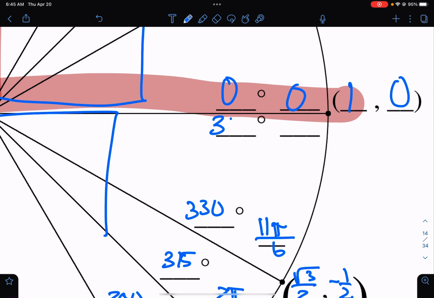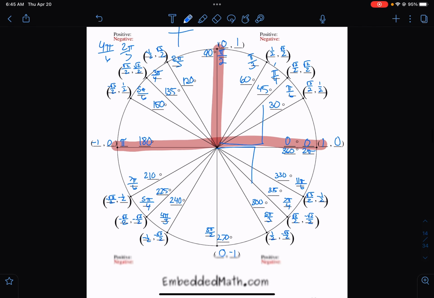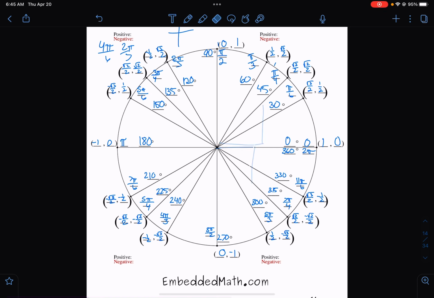And then we get to 360 or 2 pi. So this is your filled in unit circle. Again, we're going to go through where all this is derived from. But for right now, you could start memorizing this because you will have to have this memorized very soon.